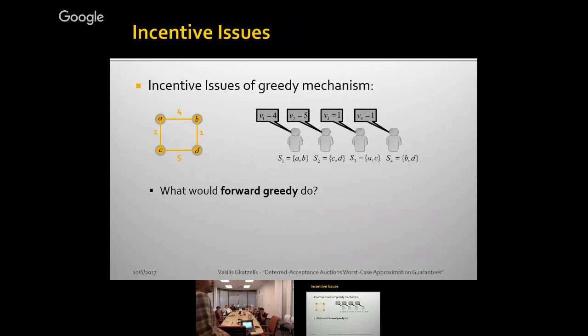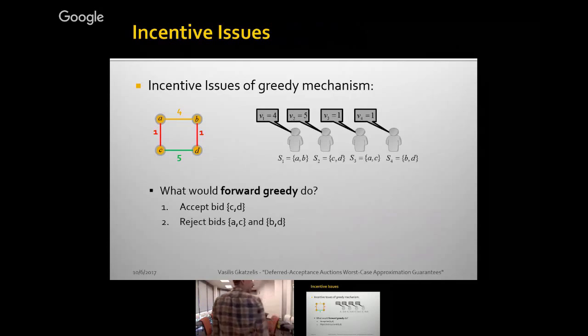It would first, therefore, accept this guy, CD, who has a value of 5. Therefore, once the mechanism accepts this, these 2 other ones have to be rejected. And then AB is also accepted. That's what the mechanism would do.